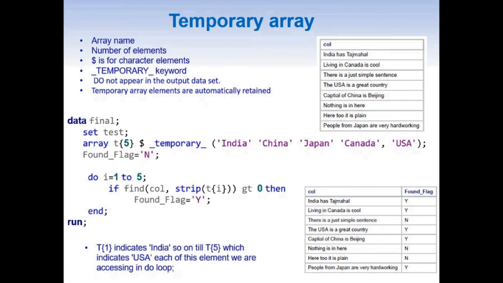And to tell the bottom line story here, for each observation we are going to loop through all these 5 elements and check whether it is there or not. If it is there, then we say found underscore flag equal to y. Otherwise, it will have the default value of found underscore flag equal to n.